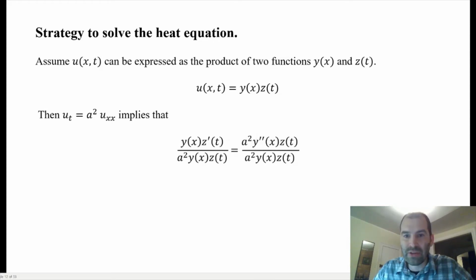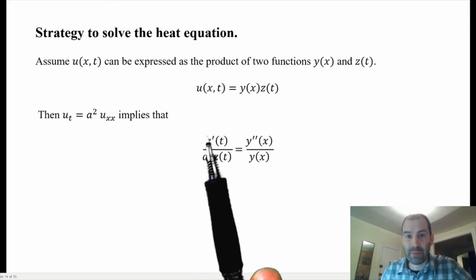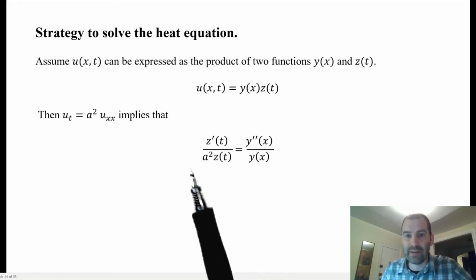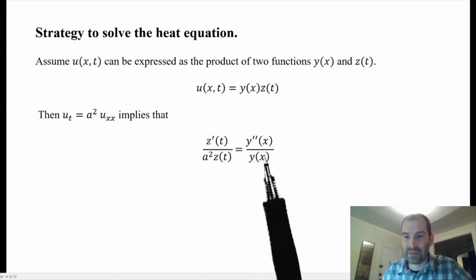Okay, so what I'm going to do is divide both sides by a squared yz. I'm going to collect the y's on one side and the z's on the other. So I'll cancel some terms here, and there I have it. I've collected all the z's on one side and the y's on the other. Now this is interesting because the left-hand side, remember a is a constant, so this depends solely on t. And the right-hand side depends solely on x.